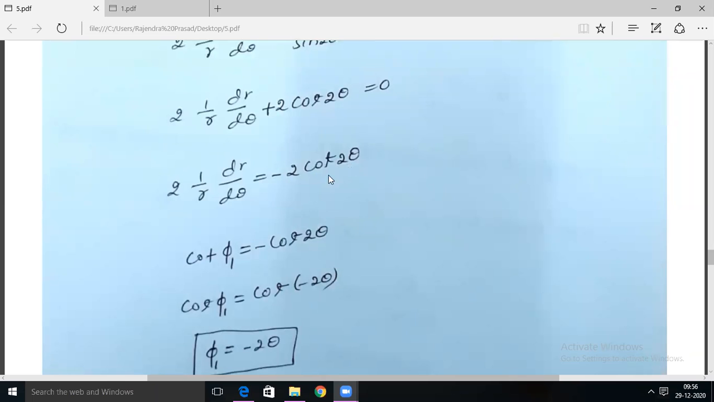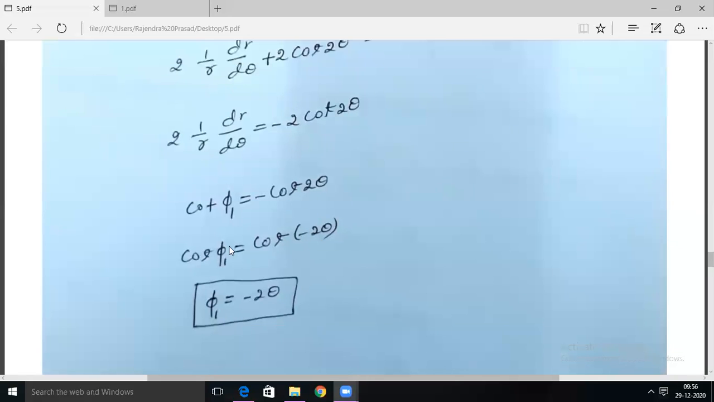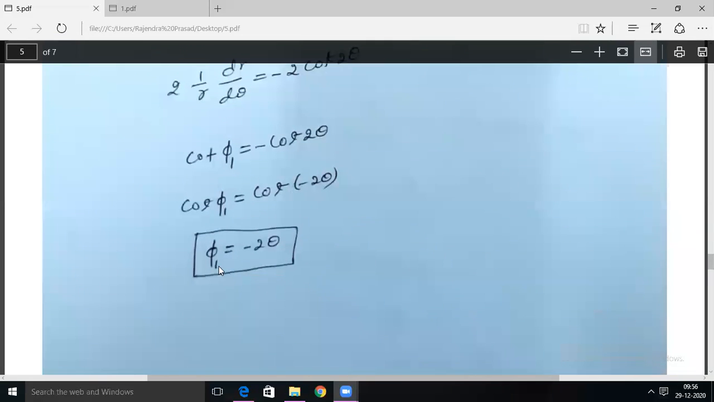See here, 2 gets cancelled. 1 by r into dr by d theta, which is cot phi 1, is equal to minus cot 2 theta. Minus cot 2 theta can be written as cot of minus 2 theta. Obviously, phi 1 is equal to minus 2 theta.